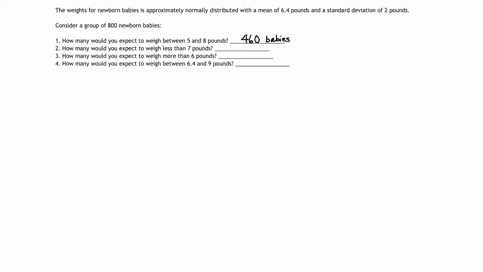Let's continue with this problem and look at part 2. How many babies would you expect to weigh less than 7 pounds? We begin our process of solving this problem by drawing a normal distribution curve and labeling it with our standard deviation and our mean.